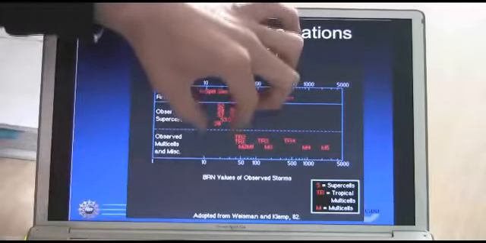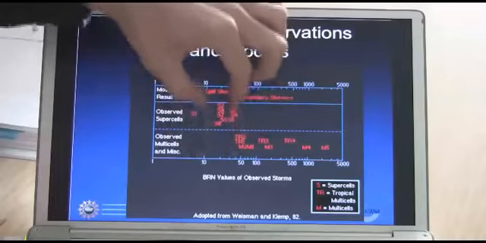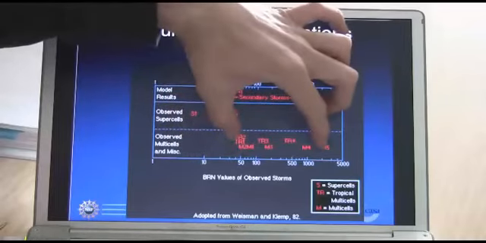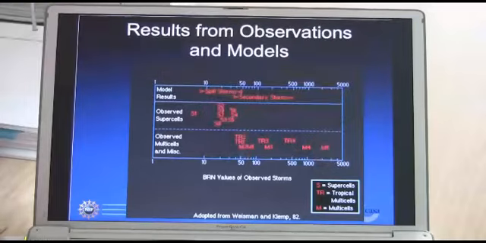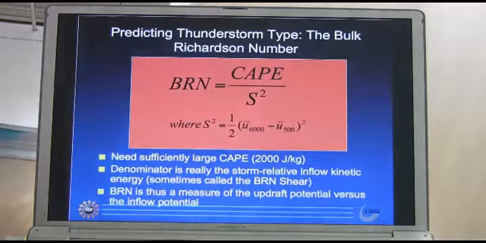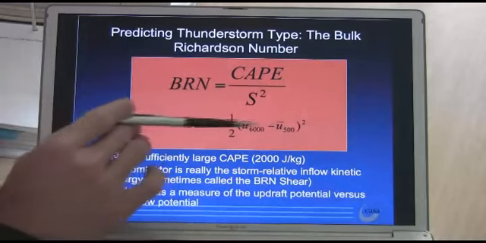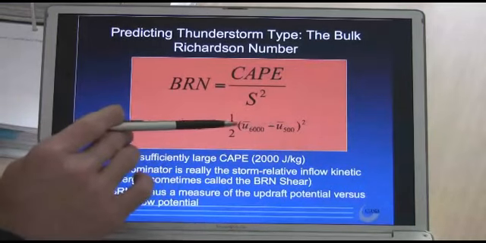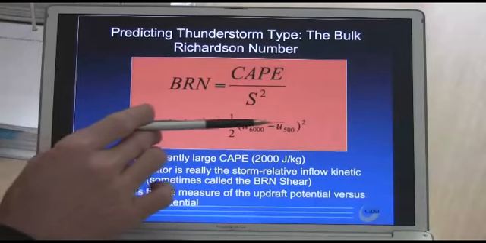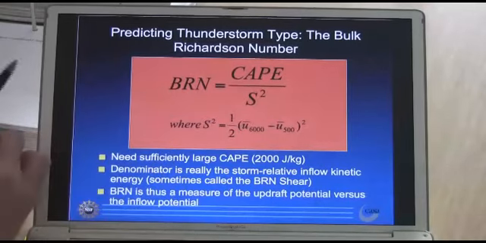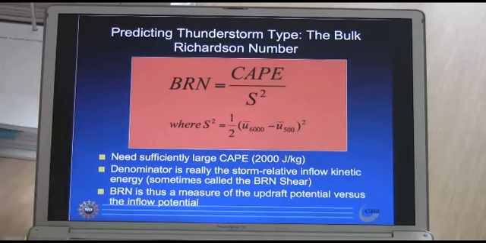So clearly the supercells tend to fall in a region from say 10 to roughly 50, and then multicells are above roughly 50. Okay, and it works pretty well. It's really quite amazing how well it works. The interesting thing about the Bulk-Richardson number, though, because it does not take into account the wind direction, this U bar doesn't necessarily mean the east-west wind. It means the wind speed at 6,000 and the wind speed at 500, the difference between those two things. Okay, so it's really looking at speed shear, not directional shear.